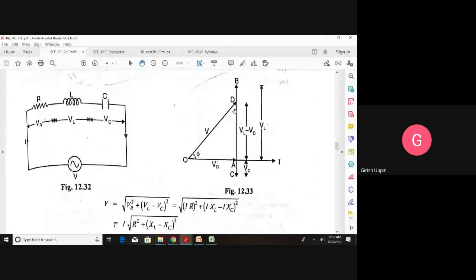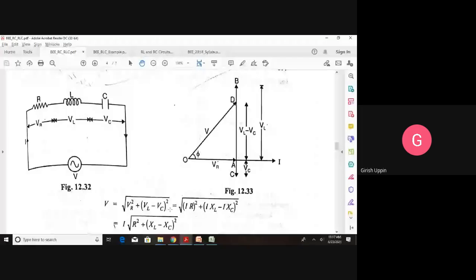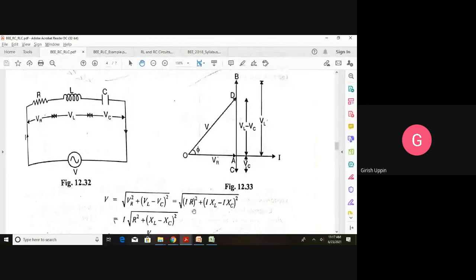And we know what VR is in terms of the resistance. VR is equal to I into R. And we know that VL is I into XL, and VC is the current I that is flowing into XC, I into XC. So from this equation, I get I squared common.